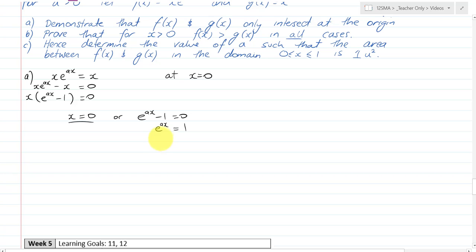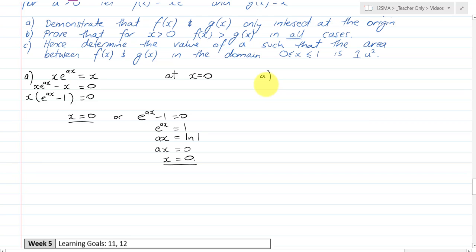Now rearranging this function for x, I take a log of both sides, giving me ax equals the natural log of 1, which means that ax equals 0, and because a is greater than 0, the only time this works is when x equals 0, so we only get x equals 0 in both cases. That's A.